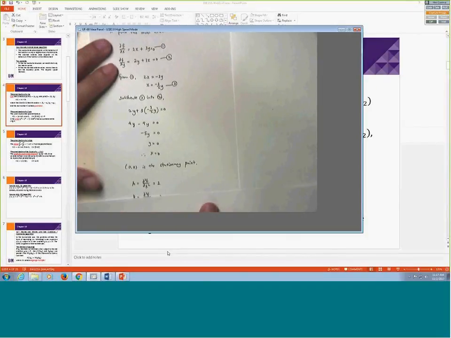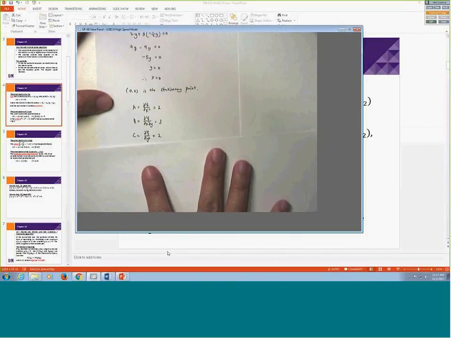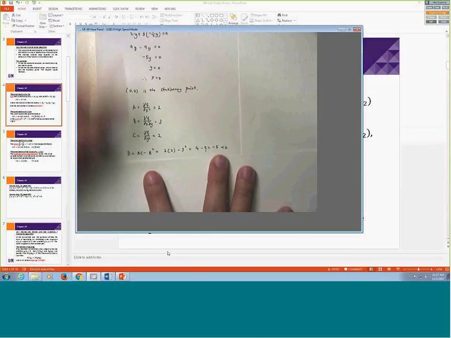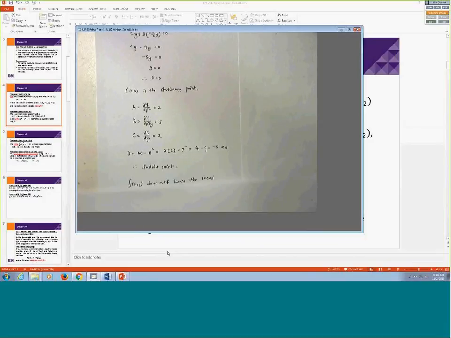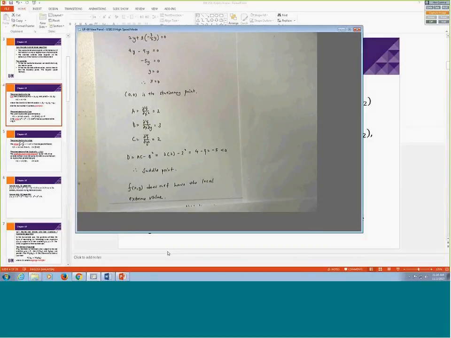Then find A, B, C, the second partial derivative test. We notice that D is a negative value. When D is negative, this is a saddle point. And remember, a saddle point is not a maximum or minimum, so it is not a local extreme value. So there is no local extreme value for this function.